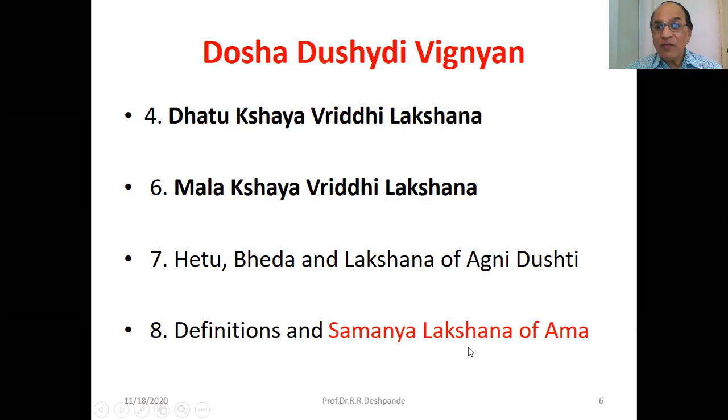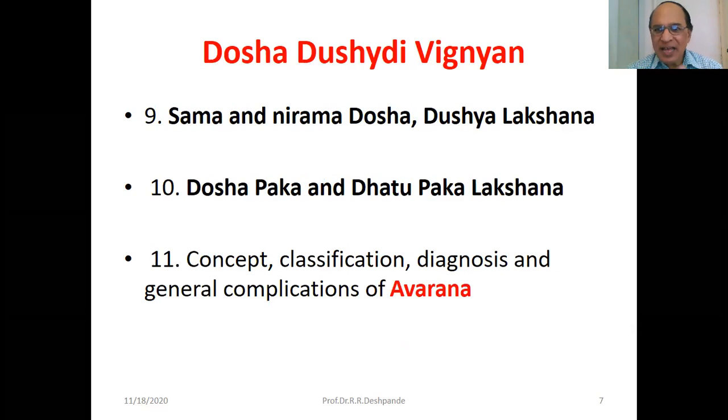Definition and Samanya Lakshana of Ama. Ama in Hindi means mango, but no mango here. Ama is like toxin, generated because of faulty digestion and metabolism. Endogenous causes, exogenous causes, internal causes, external causes. Ama Dosha Dushya Vijnana, Sama and Nirama Dosha, and Dushya Lakshana. Whenever anything is sama, that substance becomes foul smelling and sticky. Ama, remember.